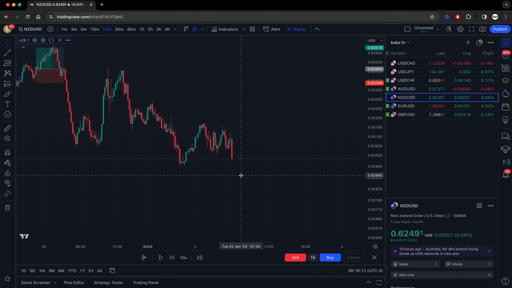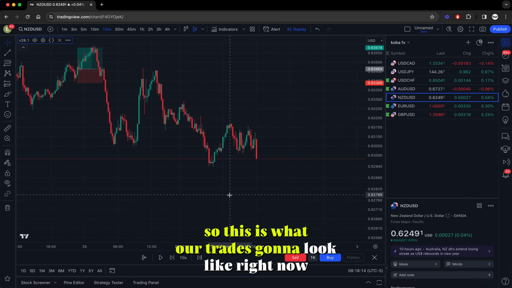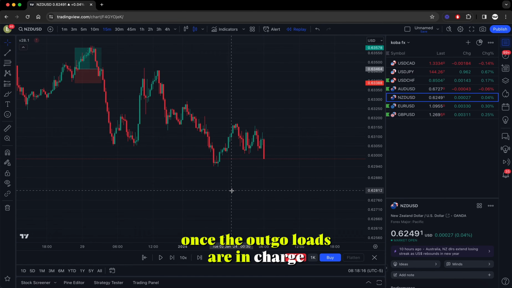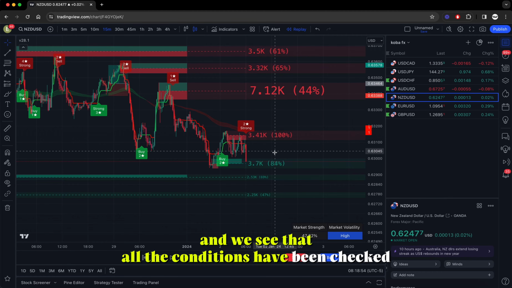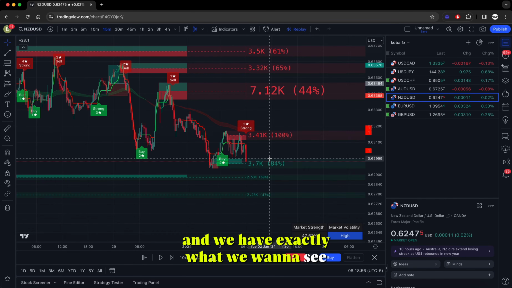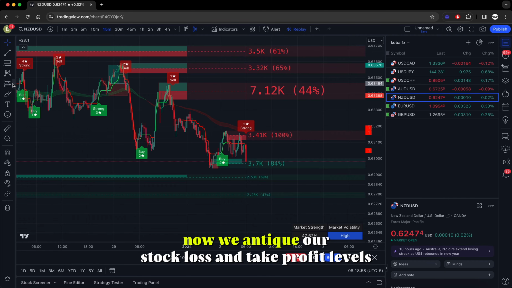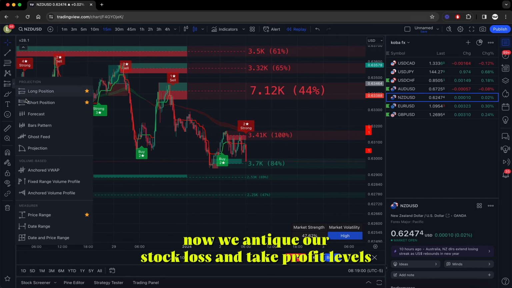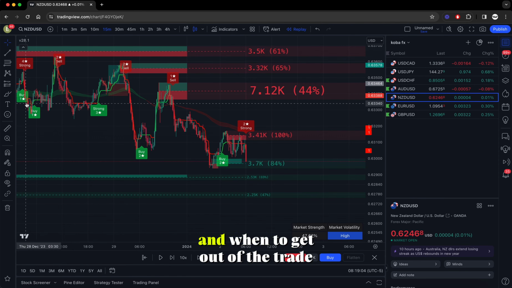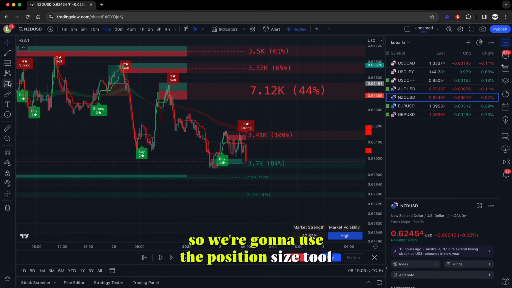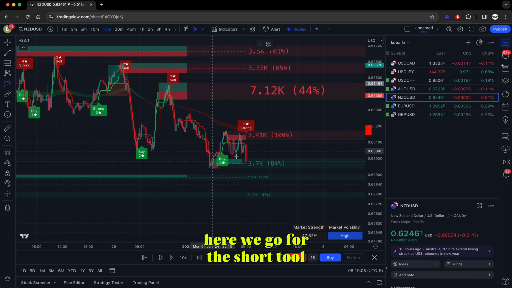Okay, so this is what our trade's going to look like right now once the algo loads on our charts. Okay, so now that we're back on the 15-minute time frame and we see that all the conditions have been checked and we have exactly what we want to see, now we take our stop loss and take profit levels and draw them up on our charts so we know exactly when to get in and when to get out of the trade. So we're going to use the position size tool here. We're going to go for the short tool.